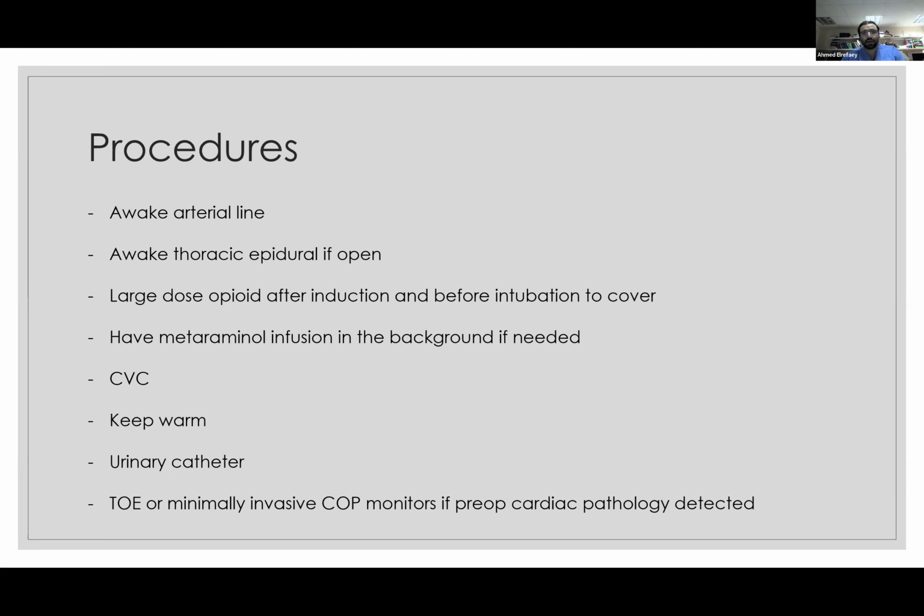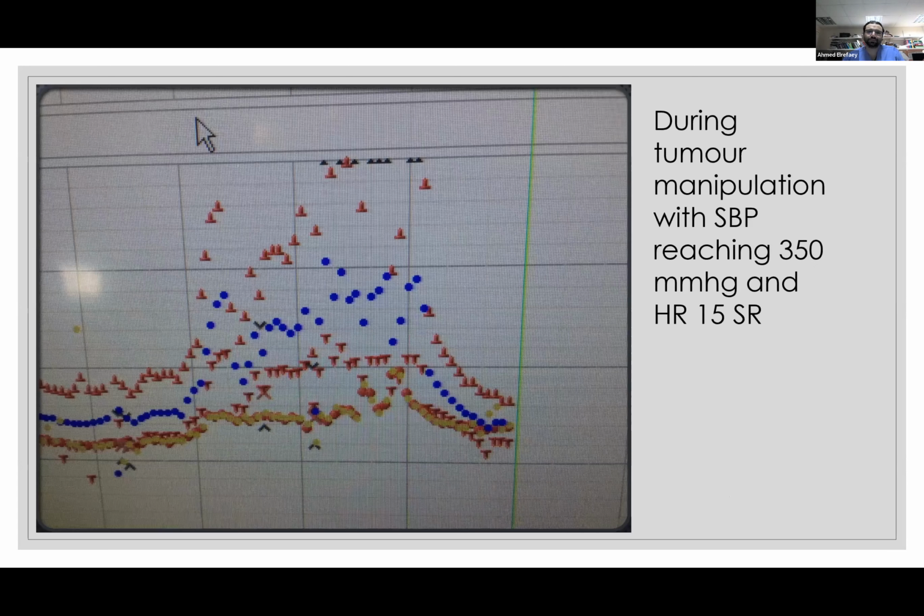I usually put a central venous catheter, keep the patient warm, not to stimulate the sympathetic system, put a urinary catheter, transesophageal echo, and minimally invasive cardiac output monitors just in case we diagnose a pre-existing cardiac complication from the pheochromocytoma, so we can monitor the heart during the procedure.